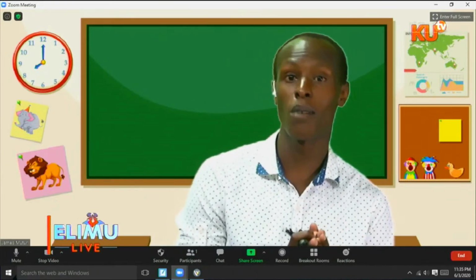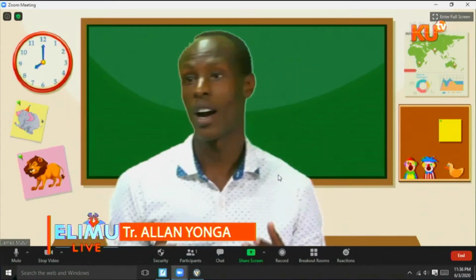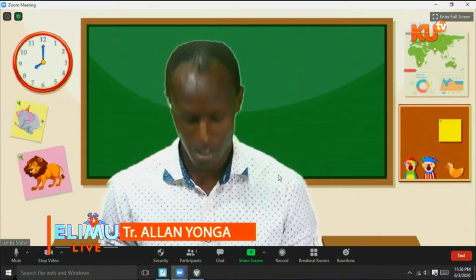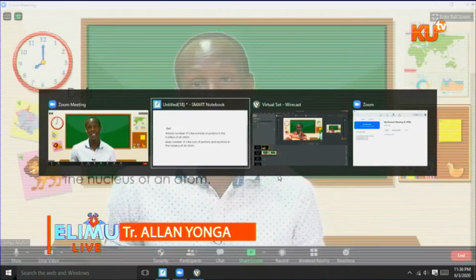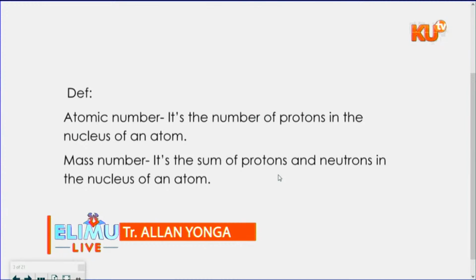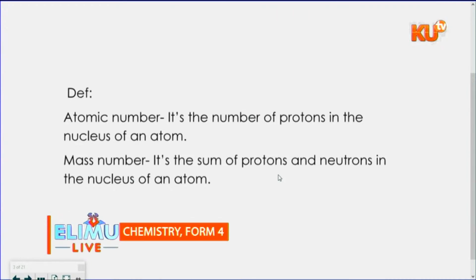Oxygen, the atomic number is 8. Calcium, the atomic number is 20. And magnesium, the atomic number is 12. So what is this atomic number which we are referring to, 12, 8, or 20? Atomic number is the number of protons in the nucleus of an atom. It's the number of protons in the nucleus of an atom.